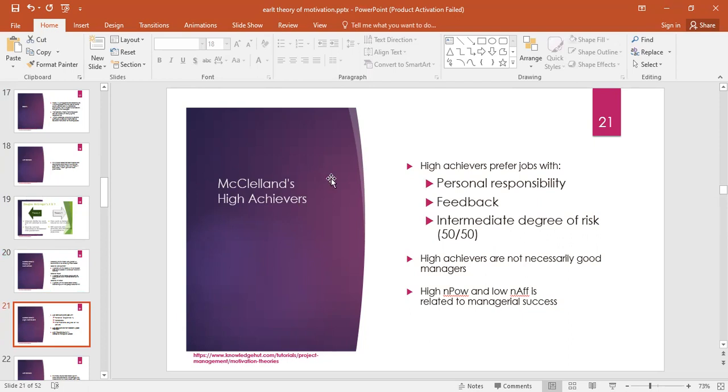McClelland's theory also described the qualities of high achievers. High achievers prefer jobs with personal responsibility, feedback, and an intermediate degree of risk, 50-50. High achievers are not necessarily good managers. A high need for power and a low need for affiliation are related to managerial success.